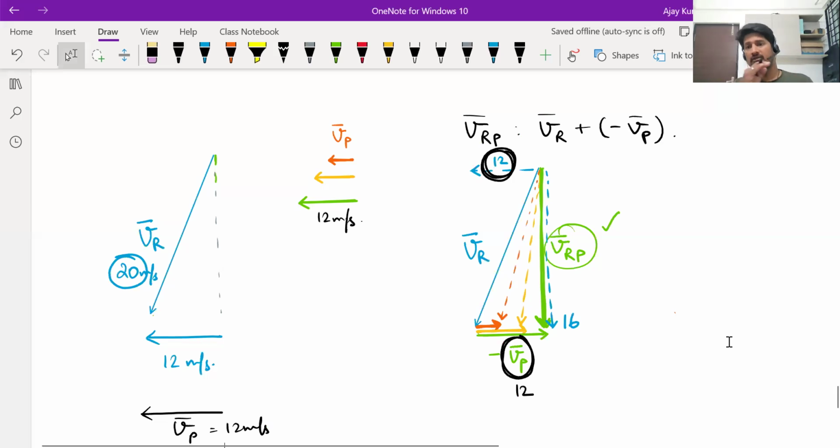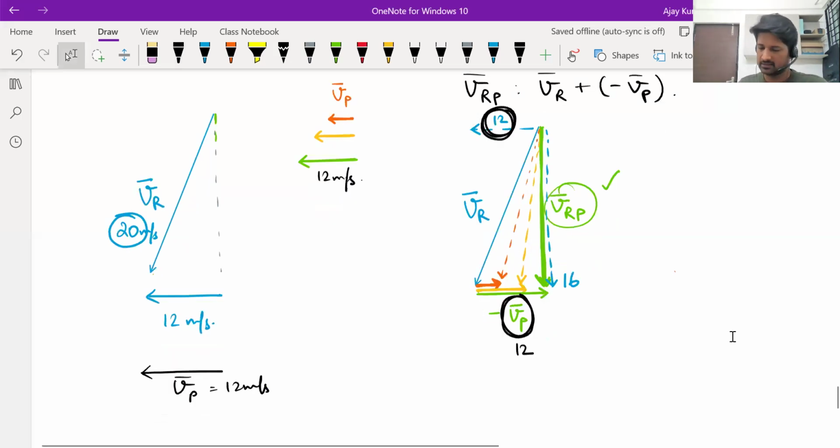So basically, the horizontal velocity of rain must get cancelled. So whatever is the horizontal velocity of rain, person also should move with the same horizontal velocity, such that relatively horizontal velocity becomes 0. Only vertical velocity will be there. Now, how to do this mathematically? Let us discuss that also.